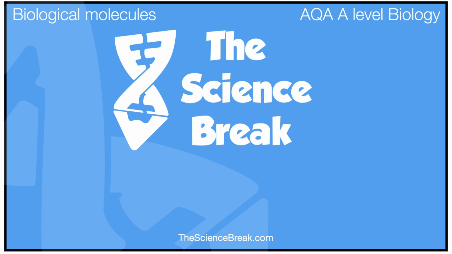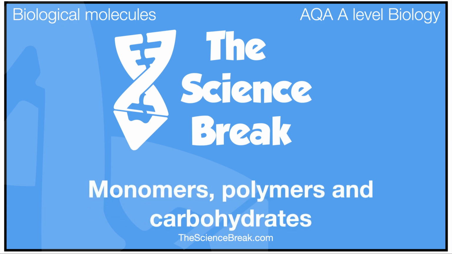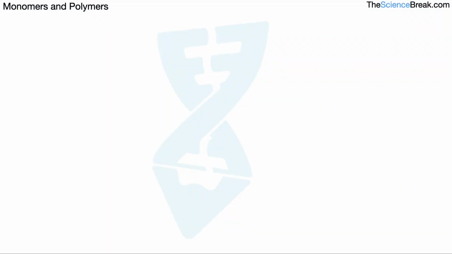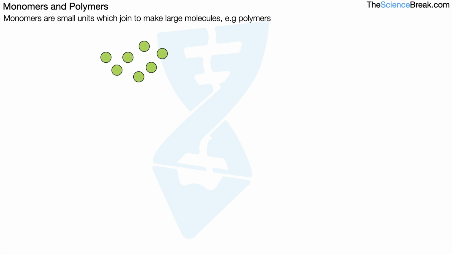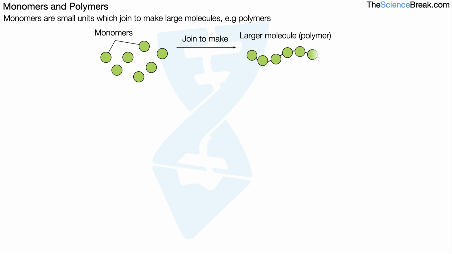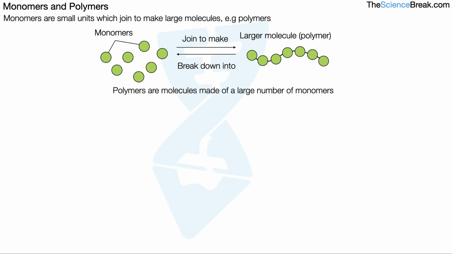We're looking at biological molecules, and specifically monomers, polymers and carbohydrates. Monomers are small units which join to make large molecules, for example, polymers. Here are some monomers, and these can join to make large molecules called polymers. Here's our polymer. A polymer can break down into our monomers. So, polymers are molecules made of a large number of monomers.